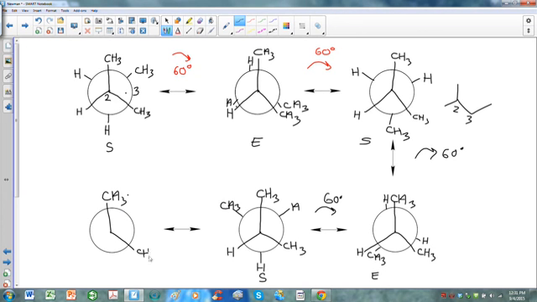Anyway, everything on the front carbon stays exactly the same as it was all the way through. And of course I'm going to have an eclipsed here.